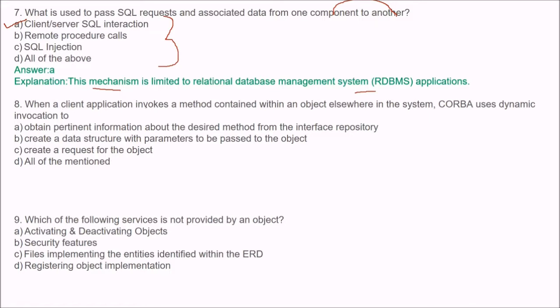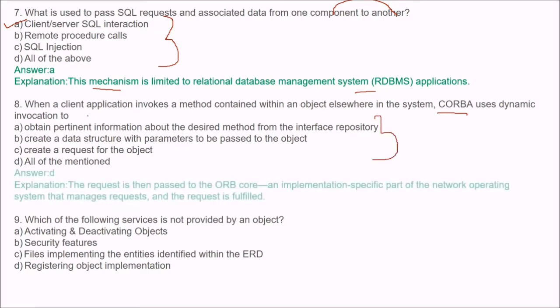When a client application invokes a method contained within an object elsewhere in the system, say CORBA, it uses dynamic invocation to what? The answer is D. Obtain pertinent information about the desired method from the interface repository, create a data structure with parameters to be passed to the object, and create a request for the object. The request is then passed to the ORB, that is, the Object Request Broker architecture, the implementation-specific part of the networking operating system that manages the request, and the request is then fulfilled.